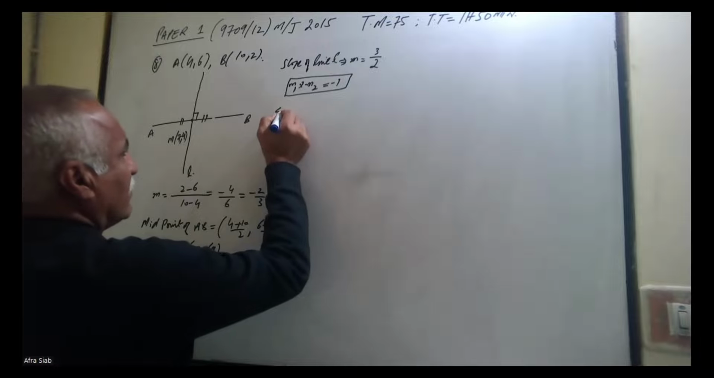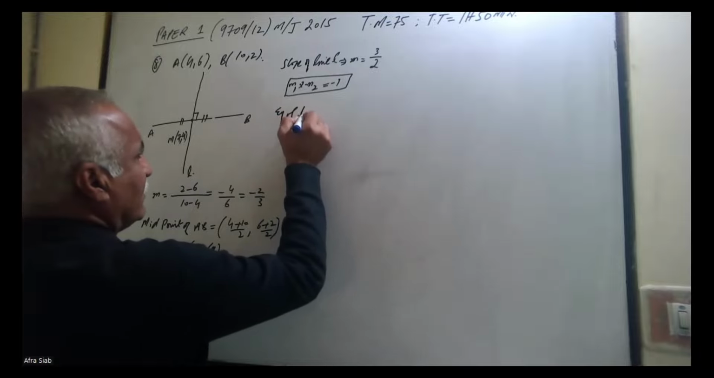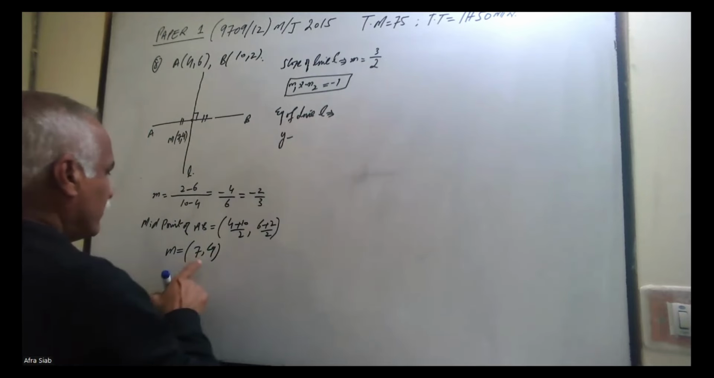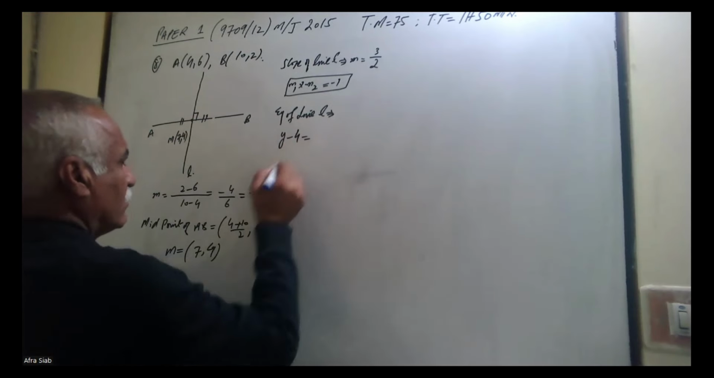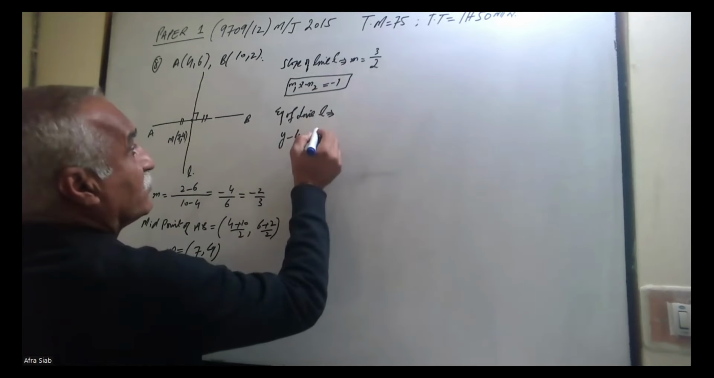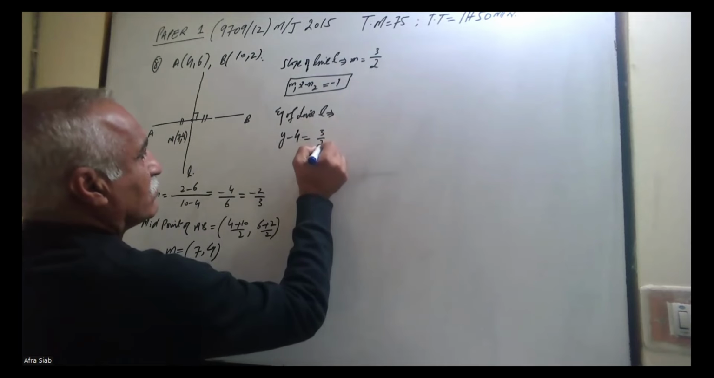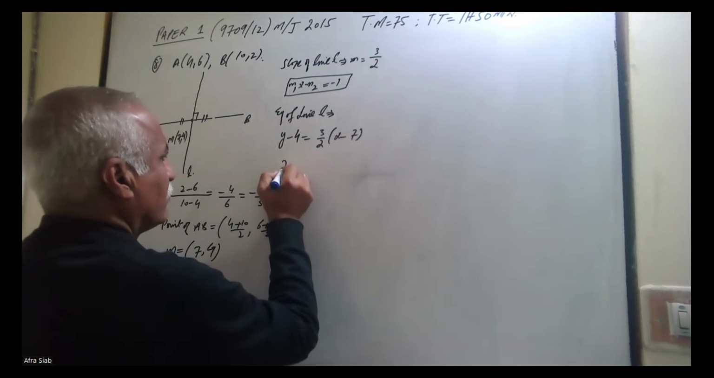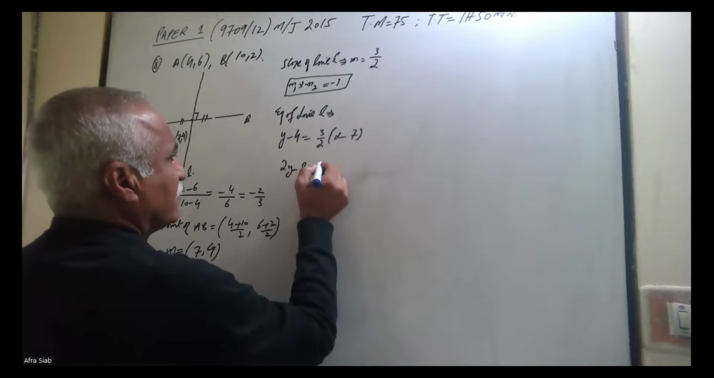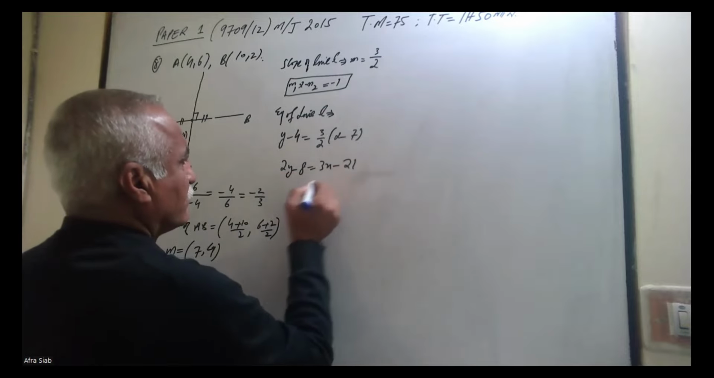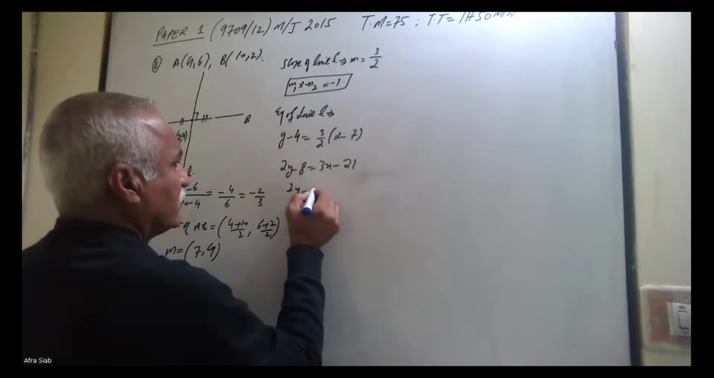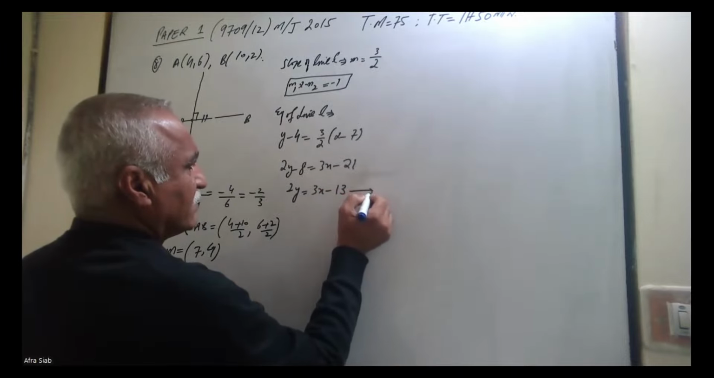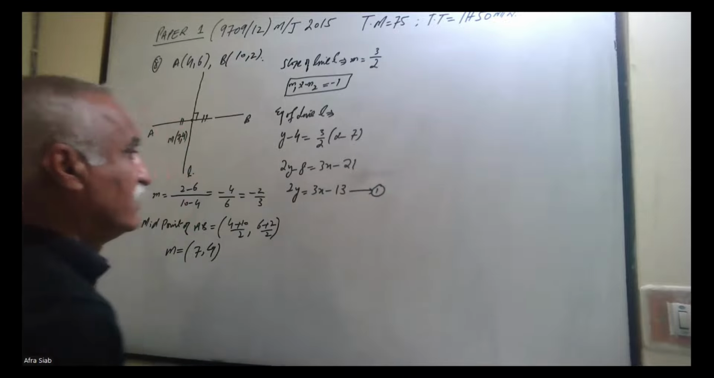So the equation of line L is y minus y1 equals M, which is 3 by 2, times x minus 7. This becomes 2y minus 8 equals 3x minus 21, or 2y equals 3x minus 13. Let's call it equation number 1.